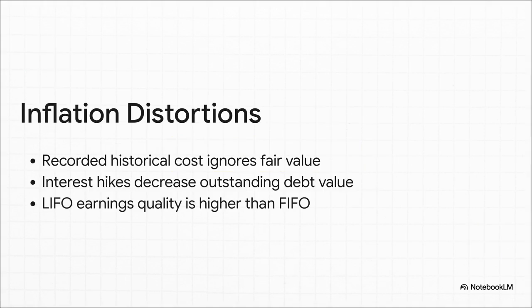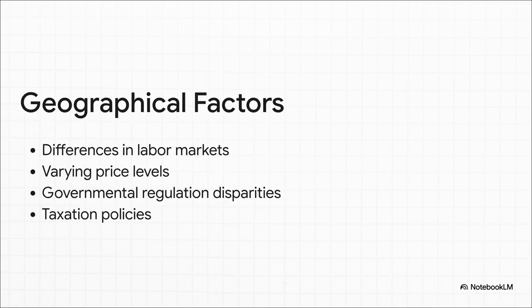Now, what's really interesting is how inflation secretly distorts ratios. Since many assets are recorded at historical cost, inflation makes the balance sheet basically ignore current fair value. Plus, the interest rate hikes that usually tag along with inflation actually decrease the value of outstanding long-term debt. And here is an absolutely crucial detail for your studies. During a period of inflation, a company using LIFO, that's last in, first out, actually has higher earnings quality than a company using FIFO. Why? Because LIFO matches the most recent inflated costs against current revenues, which gives you a way more accurate picture of current economic reality.